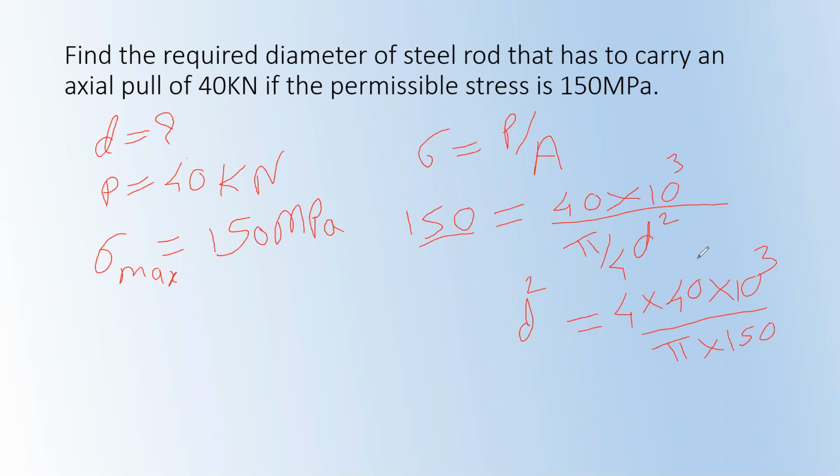So if I want to find out the diameter, I will say D is equal to root of 40 into 4, that is nothing but 160 into 10 raised to 3 upon pi into 150. Whenever you find the root of this, you might get it as 18.43, but I will request you to just use the calculator and check it.